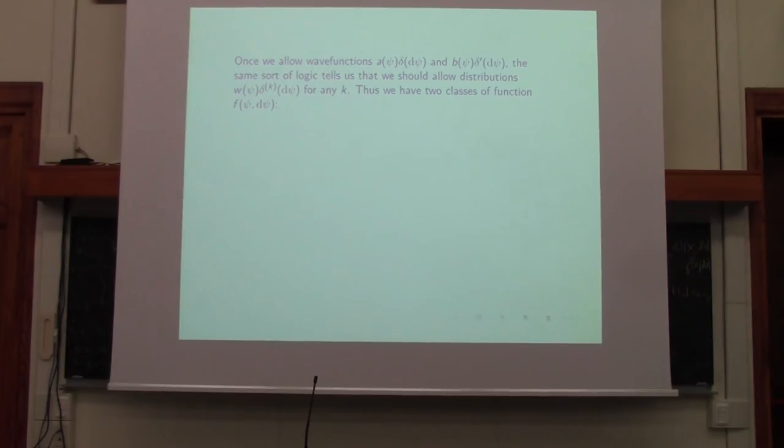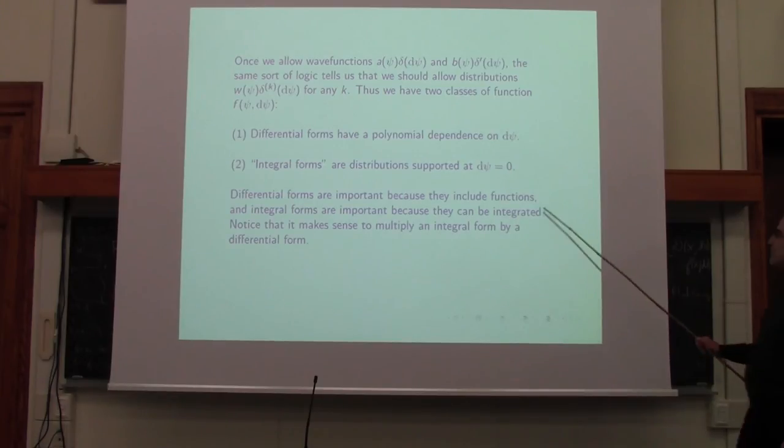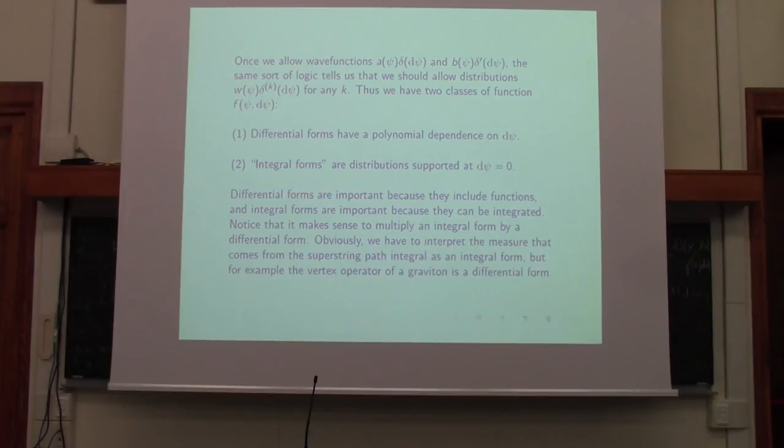Thus, we have two classes of function f of psi and d psi. Differential forms have a polynomial dependence on d psi, and integral forms are distributions supported at d psi equals zero. Differential forms are important because they include functions, and integral forms are important because they can be integrated. It makes sense to multiply two differential forms by each other. That's called the wedge product of differential forms. And it makes sense to multiply an integral form by a differential form. But you can't multiply two integral forms by each other. Obviously, we have to interpret the measure that comes from the superstring integral as an integral form, but for example, the vertex operator of the graviton is a differential form.